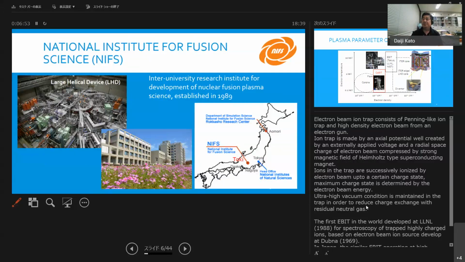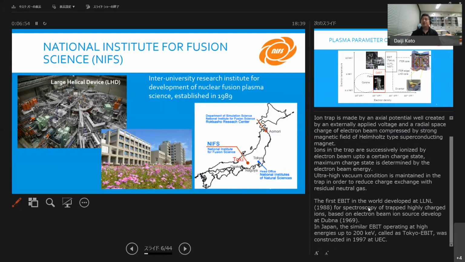The first EBIT, electron beam ion trap, in the world was developed at Lawrence Livermore National Laboratory in 1988 for spectroscopy of trapped highly charged ions, based on the electron beam ion source developed previously in Dubna in 1969. In Japan, a similar EBIT operating at higher energy up to 200 kiloelectron volts, called Tokyo EBIT, was constructed in 1997 at the University of Electro-Communications in Tokyo.